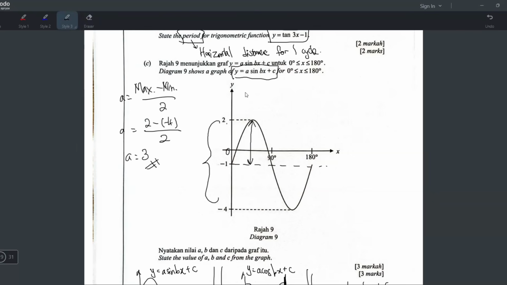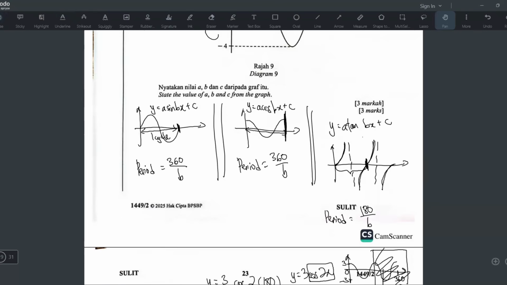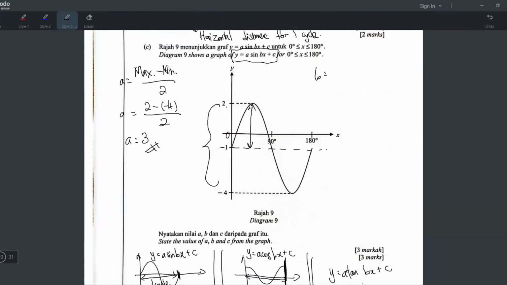Okay. Now for the B, I just told you just now, remember? When I was explaining this, I told you, what's B? B represents how many cycles in 360. So you can see here, they only drew until 180, but you can see one cycle finishes at 180. So B will be 360 divided by 180, which is 2.